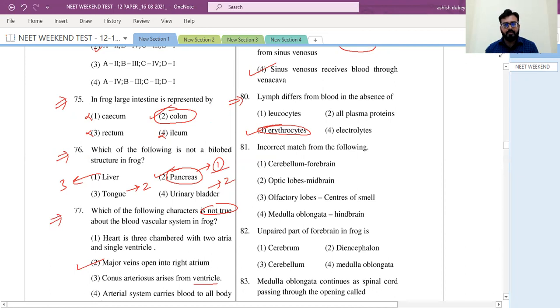Question 81. Incorrect match from the following: cerebellum, forebrain. No, it is part of hindbrain, so it is the answer actually. But see, optic lobe, midbrain. Yes. Olfactory lobe, center of the smell. Yes. Olfaction is considered as smell. Medulla oblongata, hindbrain. Yes, actually cerebellum, pons and medulla oblongata are part of hindbrain, not the forebrain. That's why it is the incorrect match, and that's why it is the correct answer.